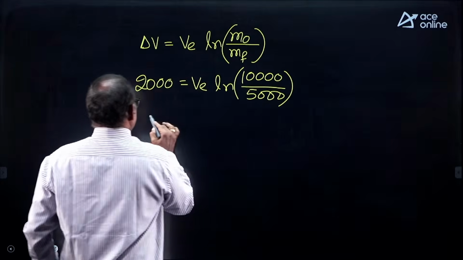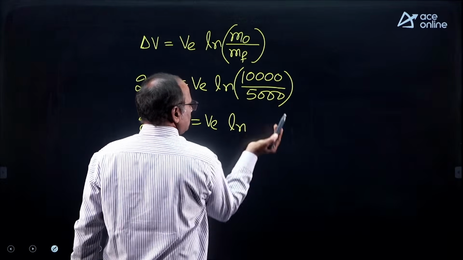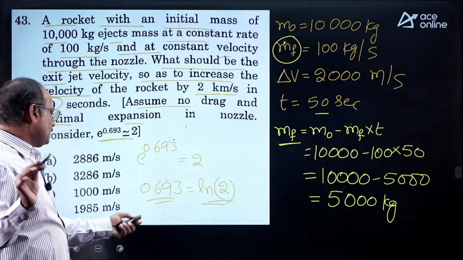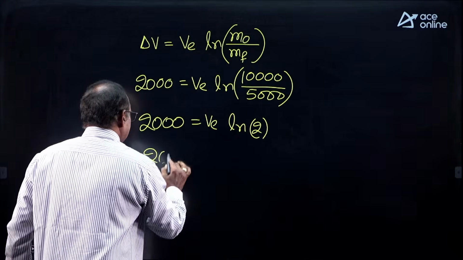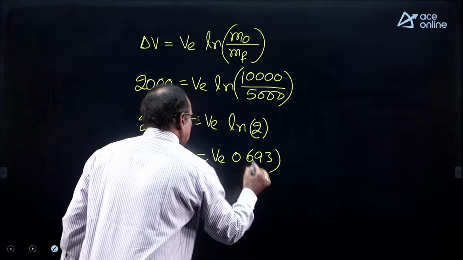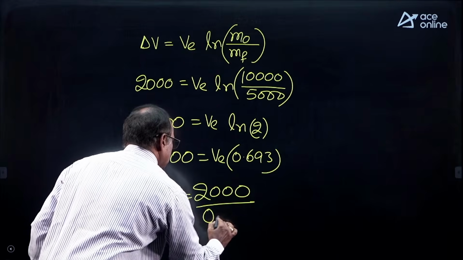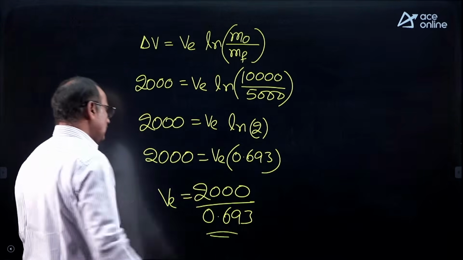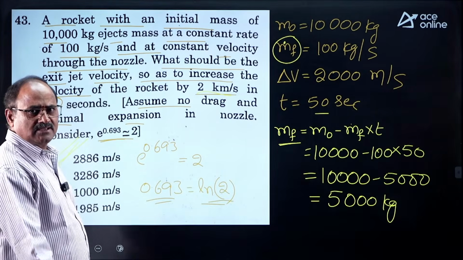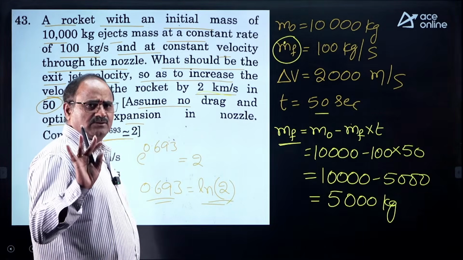Right, 2000 is equal to exhaust velocity into ln 10,000 by 5,000, that is ln 2. In place of ln 2 you can write 0.693. 2000 is equal to exhaust velocity into 0.693. Therefore, exhaust velocity equals 2000 divided by 0.693. You simplify this value to get the answer 2886 meter per second. That is the exhaust velocity of the gas from the nozzle. Understood clearly? Yes. It is a quite lengthy problem, but easy only.